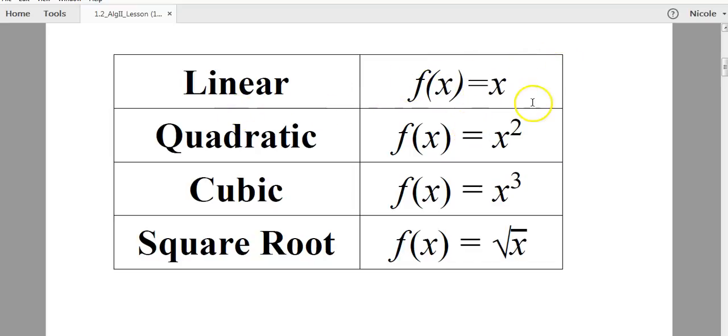Linear, f of x is equal to x. Quadratic, f of x is equal to x squared. Cubic, x cubed, and oddly enough, the square root parent function is the square root of x.